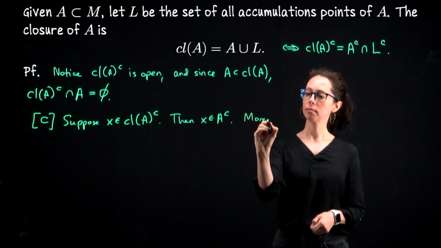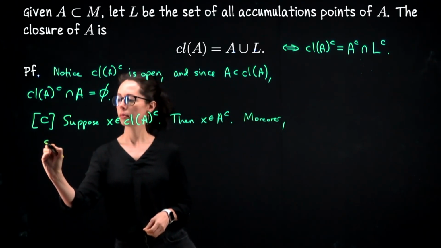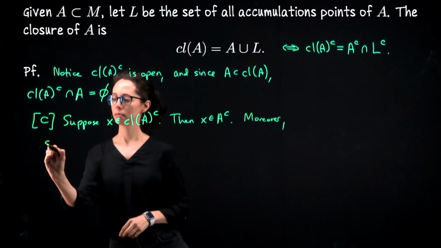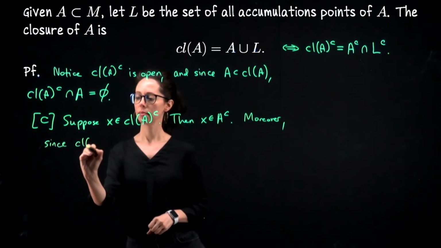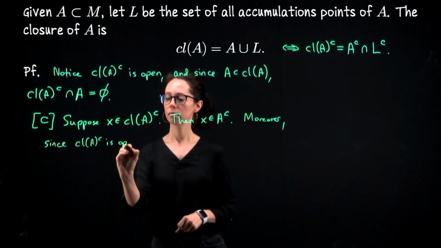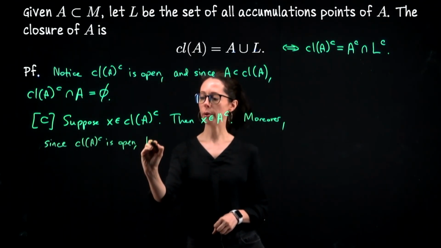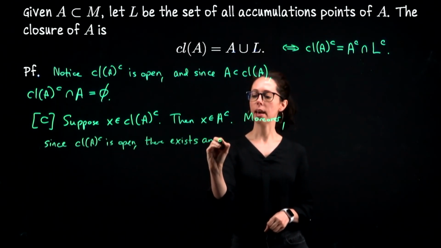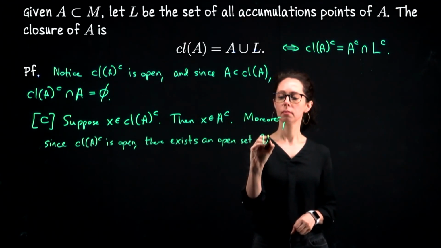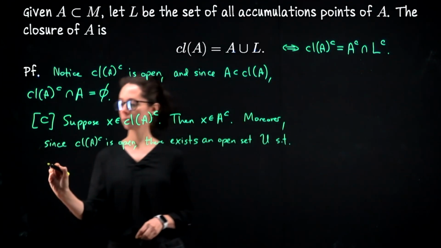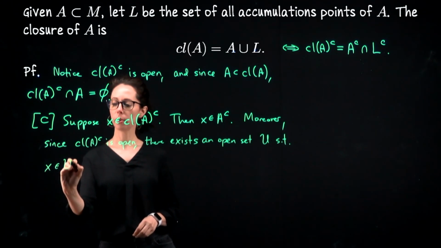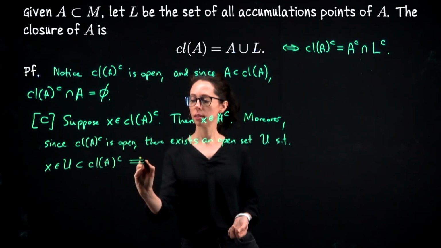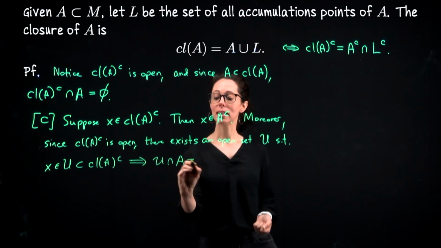Moreover, since there exists an open set U, sorry if I'm writing small, but there exists an open set U so that X is in U, and that stays inside of the closure of A complement. In other words, U intersect A is empty.